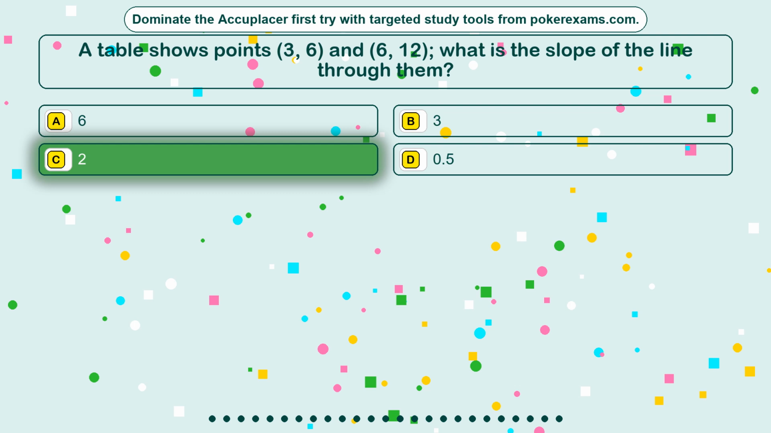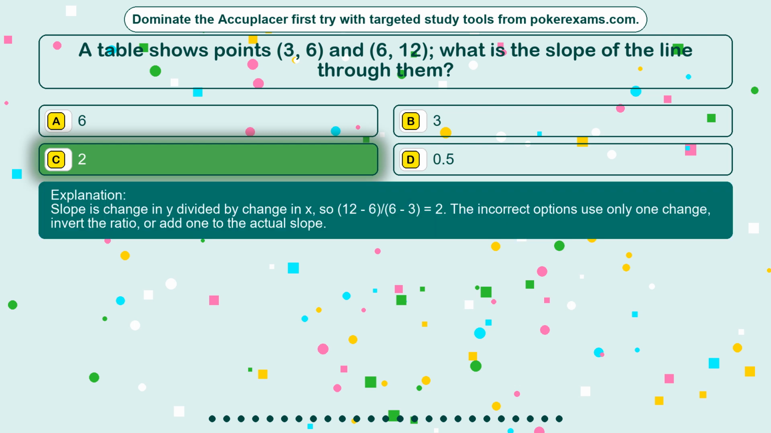The correct answer is option C, 2. Slope is change in y divided by change in x, so 12 minus 6 over 6 minus 3 equals 2. The incorrect options use only one change, invert the ratio, or add 1 to the actual slope.